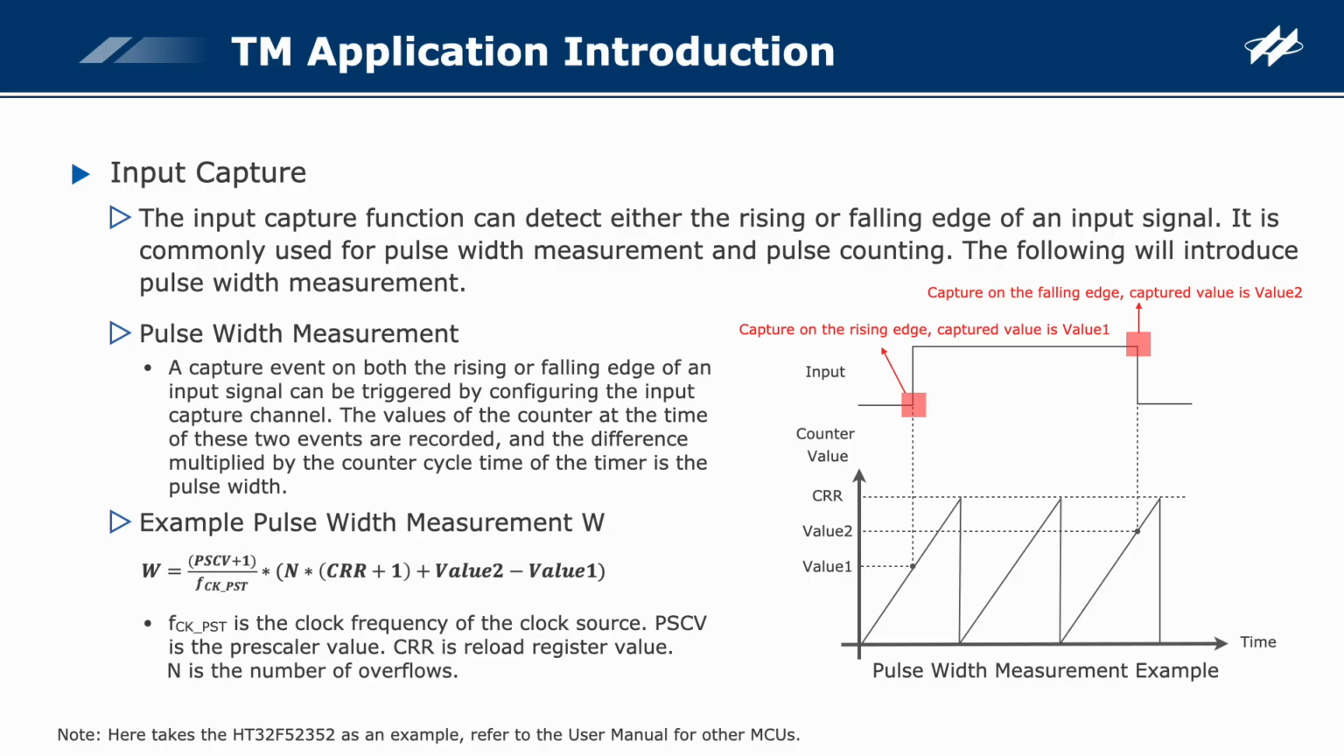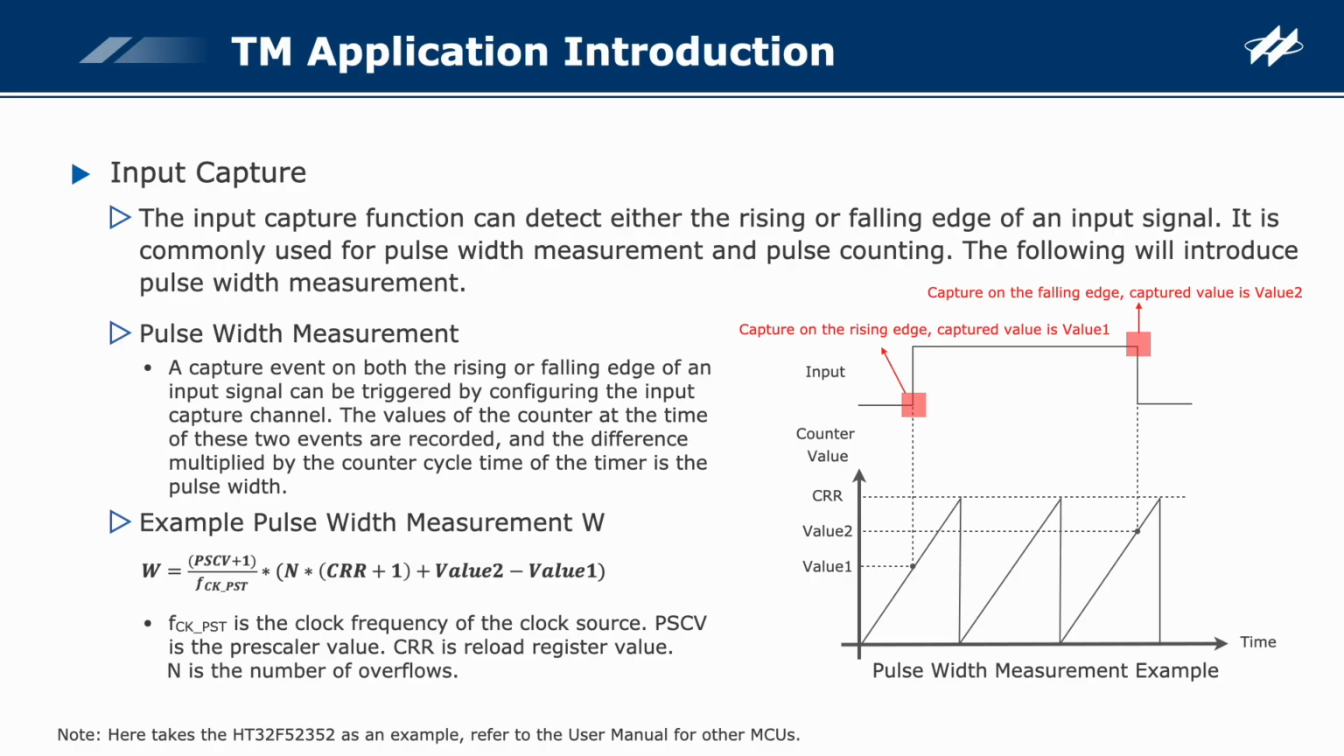A capture event on both the rising or falling edge of an input signal can be triggered by configuring the input capture channel. The values of the counter at the time of these two events are recorded, and the difference multiplied by the counter cycle time of the timer is the pulse width. The figure on the right shows the pulse width measurement process.